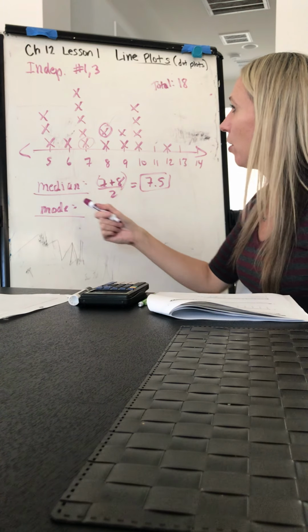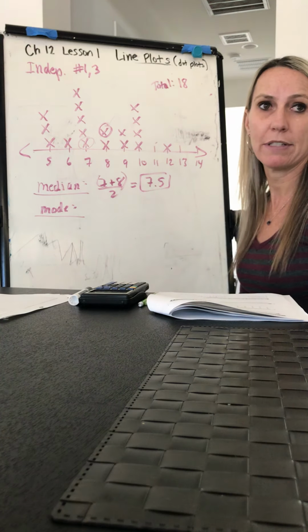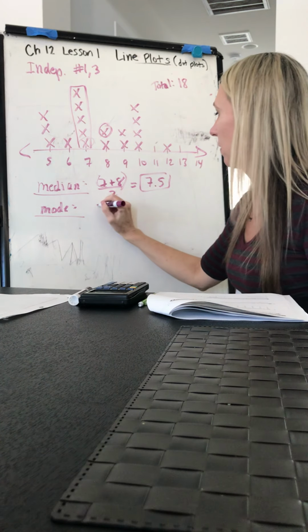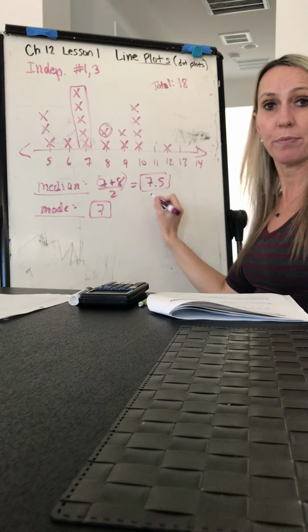Okay. Then the mode, the one that occurs most often. So which one is that? What's the tallest bar, if we were to draw a bar? 7. Okay. And you can see those are really close.